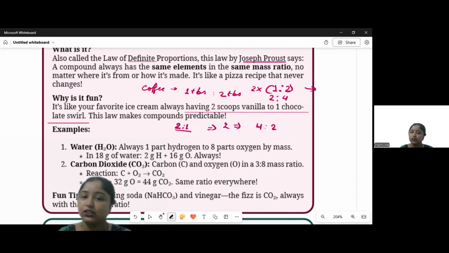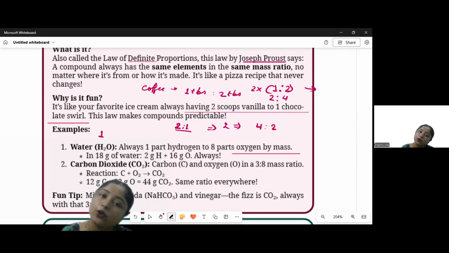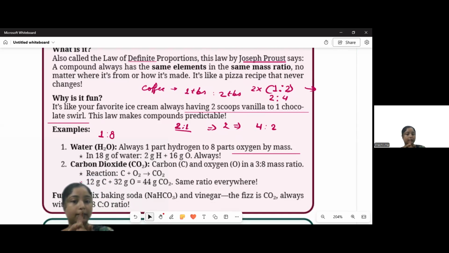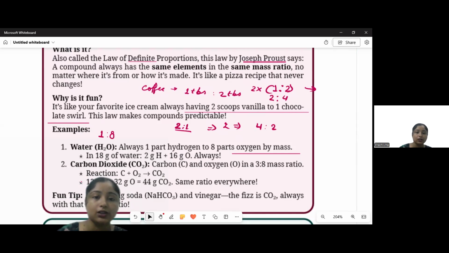Now, let's see the example. Water, or H2O, is always 1 part of hydrogen to 8 parts of oxygen by mass. The mass of hydrogen is 1 and the mass of oxygen is 8, so this is 1:8, right? We generally get 2 hydrogen and 1 oxygen to combine. So in 18 grams of water, we will always have 2 grams of hydrogen and 16 grams of oxygen, right?